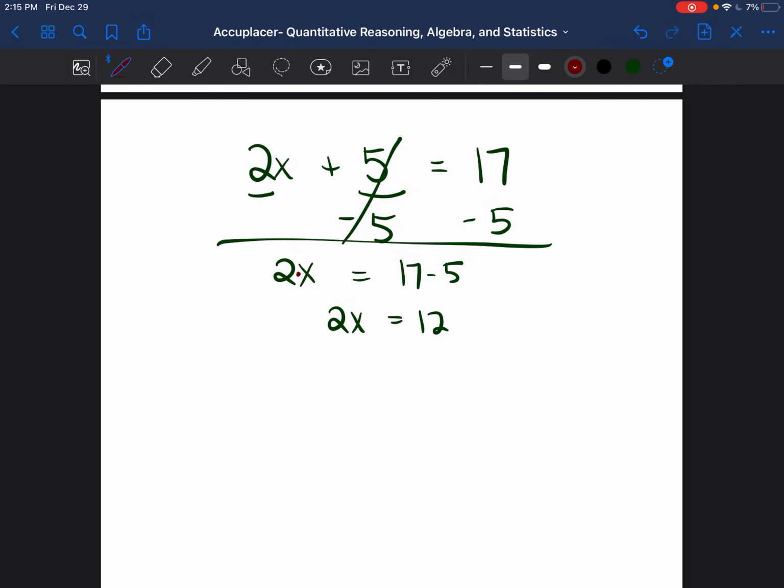What's happening to the 2 right now? It's being multiplied. So how do we get rid of a number that's being multiplied? We do the opposite. So we divide. We divide both sides by 2. The 2's cancel each other out, and we're left with x is equal to 12 over 2.